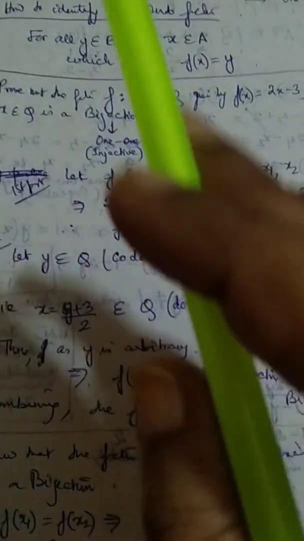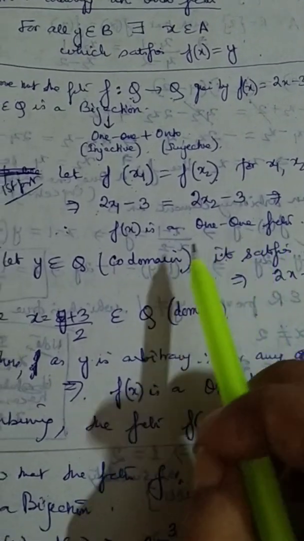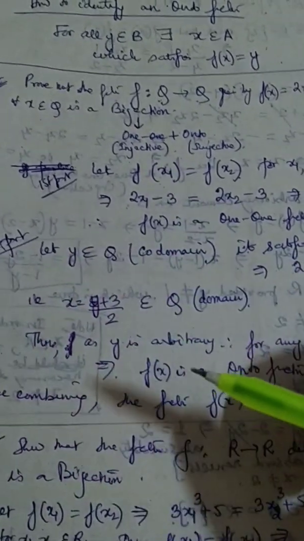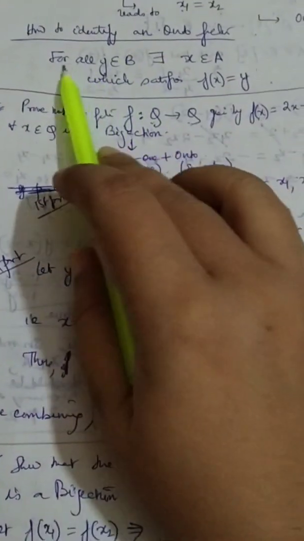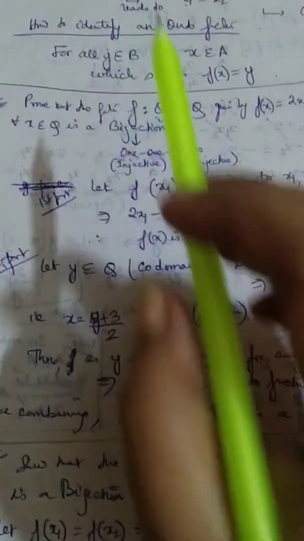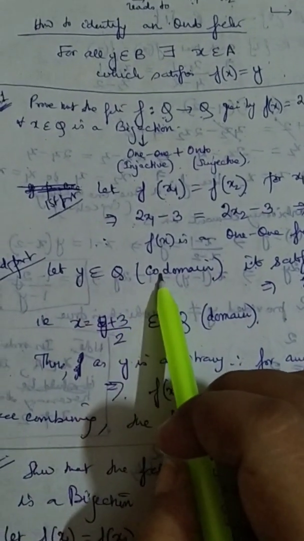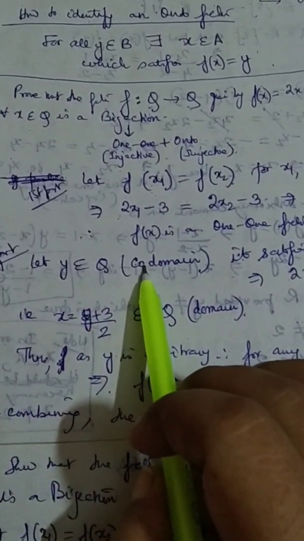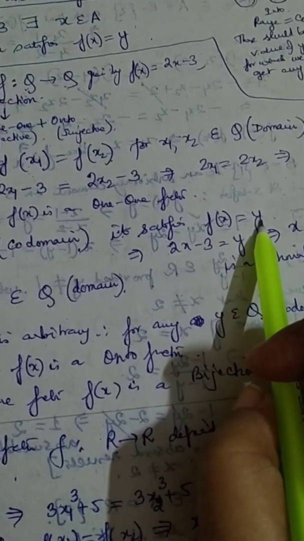Therefore it satisfies the criteria that we discussed earlier. So therefore f(x) is a 1-1 function. Similarly, now we will show that it is an onto function. We will begin with: let y belong to B. B means the codomain. Here codomain and domain are both the same. So we will mention that we are taking the codomain. So let y belong to Q, the codomain, which satisfies the equation f(x) is equal to y.